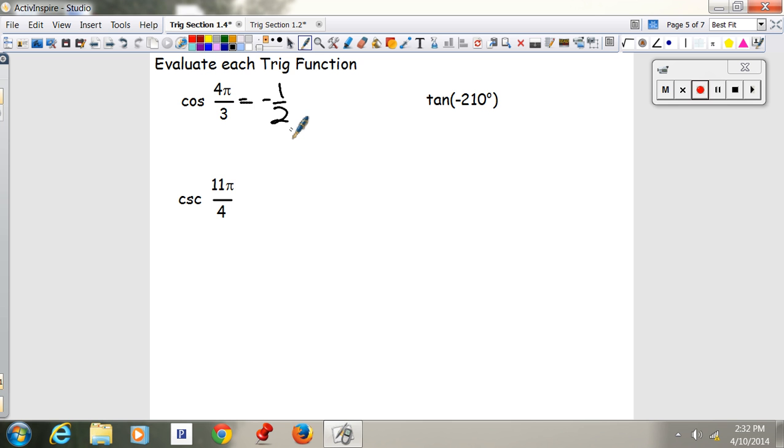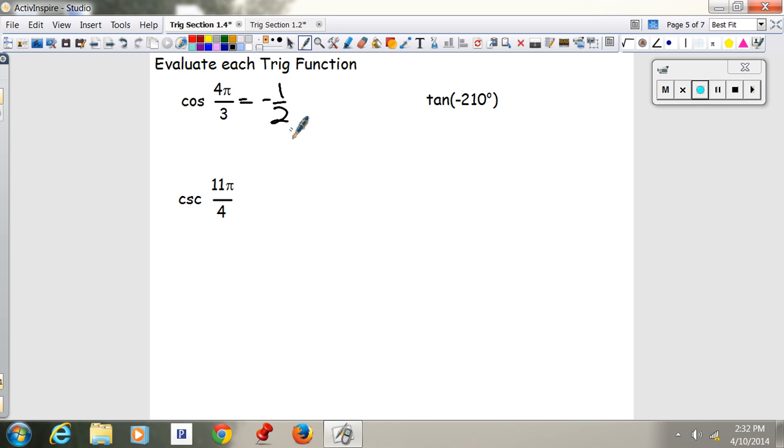Tangent of negative 210. Who has it? What is it? Negative radical 3 over 3. Where are you at? Now, it's not why you think it is.